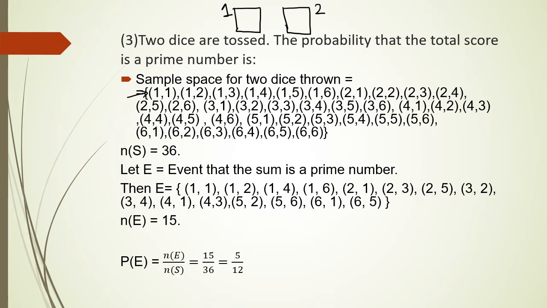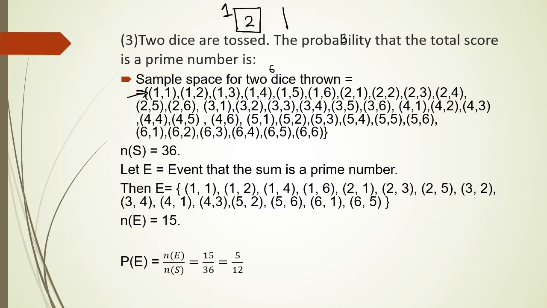Similarly, in the same way, if on the first dice I have the number 2, this number 2 will pair with each and every one of the 6 possible outcomes. The first would be 2,1, then 2,2, then 2,3, 2,4, 2,5 and 2,6.